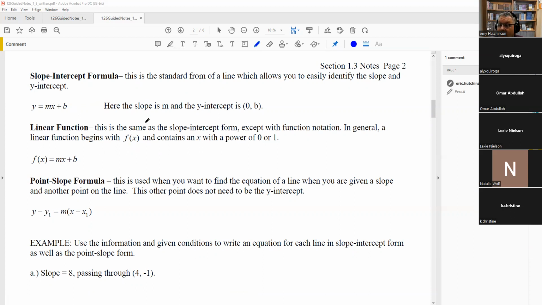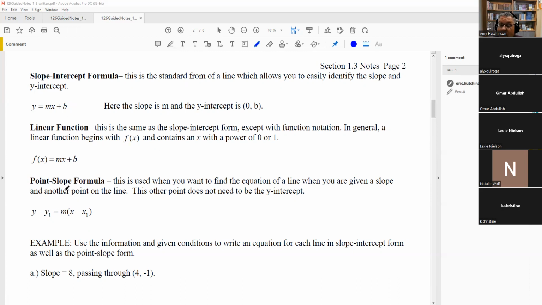Next, we've got linear function. Linear function is really the same thing as this. It just means that we're using this notation. We're going to talk about that next week when we get to chapter 2. Chapter 2 talks about functions. And what this means here is if you've got an f with a little x afterwards, this is what we call function notation. And so it's the same exact thing as this. It just means that it's considered a function instead of an equation, but it's really the same thing.